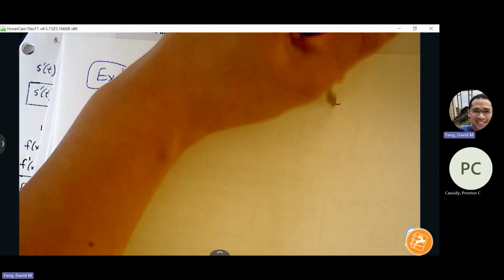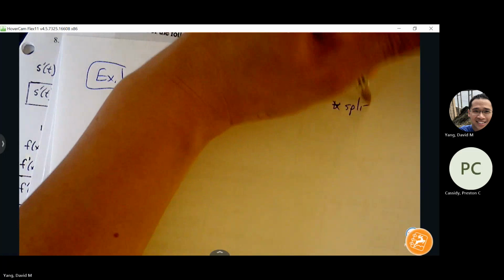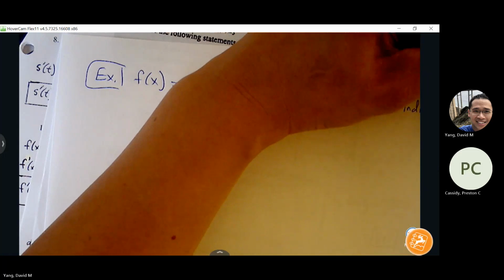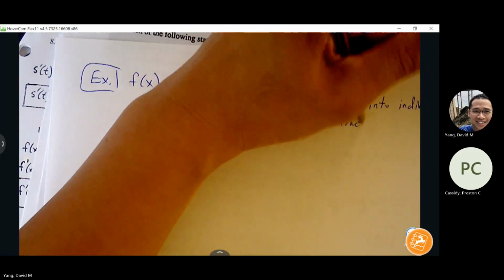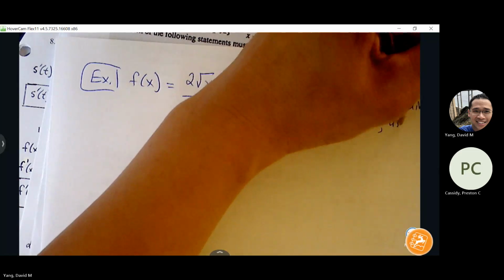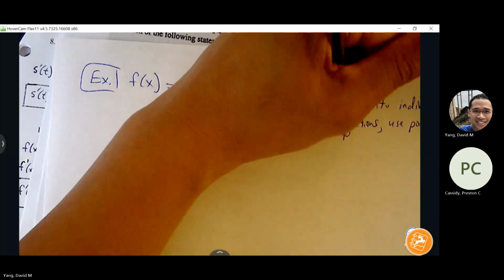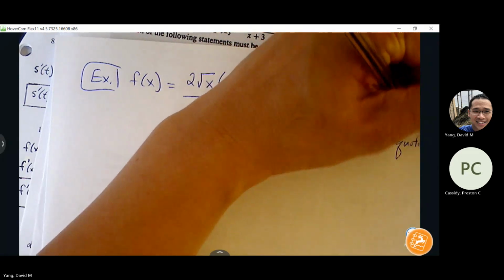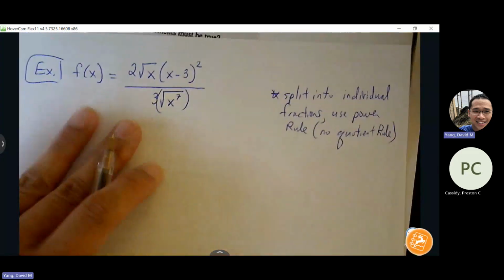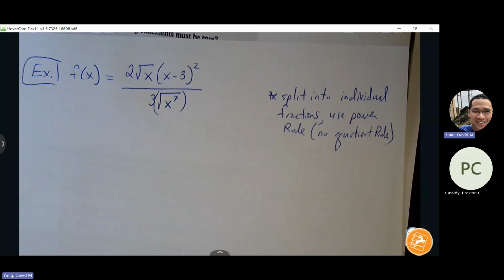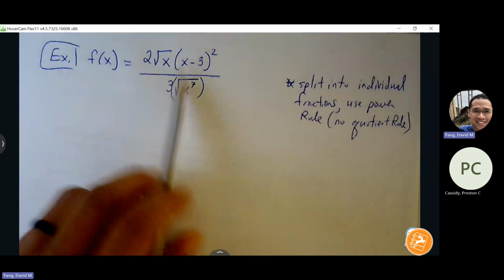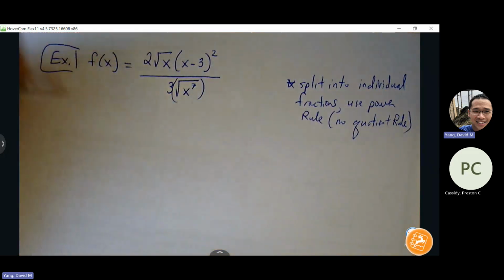So the strategy here is, again, quotient rule is possible, but if you use quotient rule, you have to involve chain as well. Here's an example of a problem that is just a power rule problem, right? It looks messy, but we can actually split it up. So let's see if we can practice this one here.